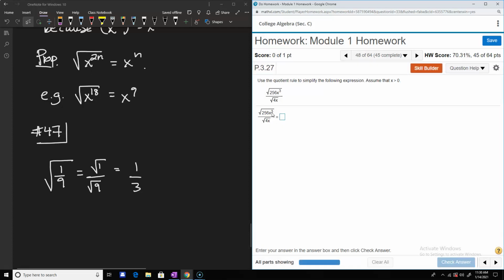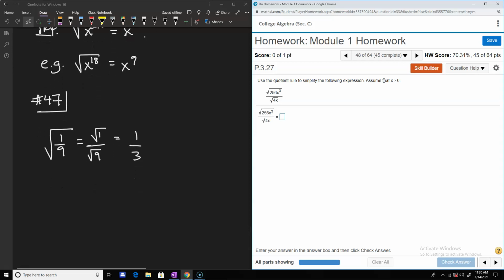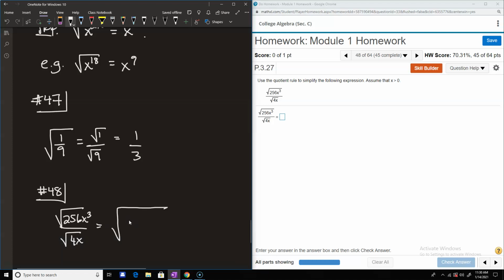Okay. Now we get something slightly more complicated, but again, we can still put it together in the same way. Again, notice they're stating that x is greater than 0, so we don't have to worry about any type of absolute value here. So number 48, if we do the square root of 256x cubed over the square root of 4x, we can make that one big square root and just divide the numbers, right? 256x cubed over 4x. So 256 over 4 should just be 64.